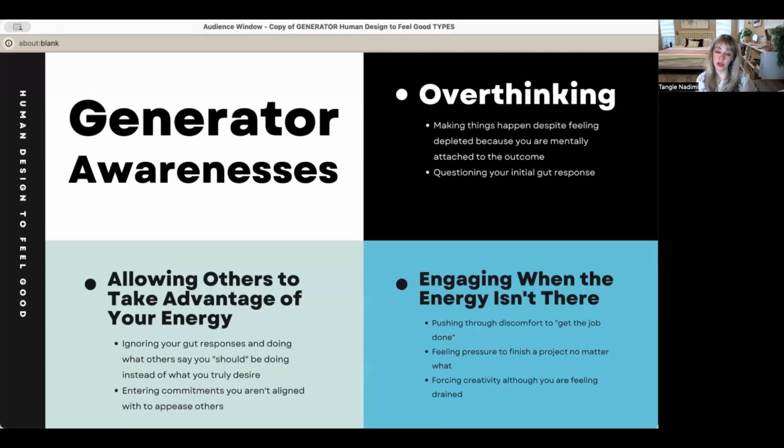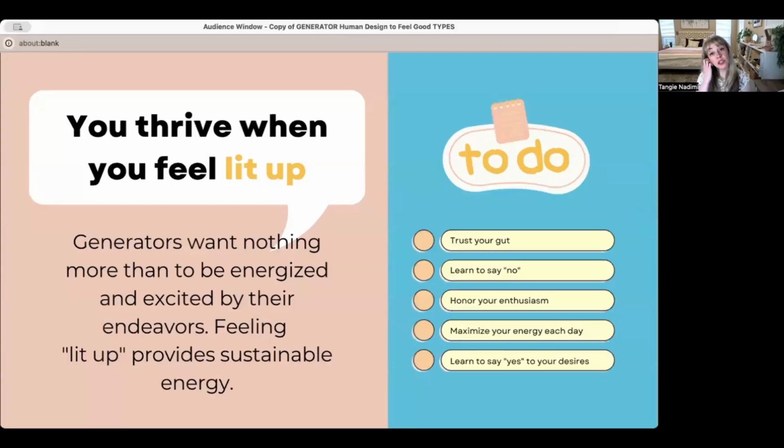Lastly, things that generators should be aware of are engaging when the energy isn't there, pushing through discomfort in order to just get the job done, feeling pressure to finish a project no matter what when the satisfaction is no longer there, and forcing creativity even when they are feeling drained. Generators thrive when they get that feeling of lit upness. They want nothing more than to be energized and excited by their endeavors. Feeling lit up provides that sustainable energy that is needed to commit.